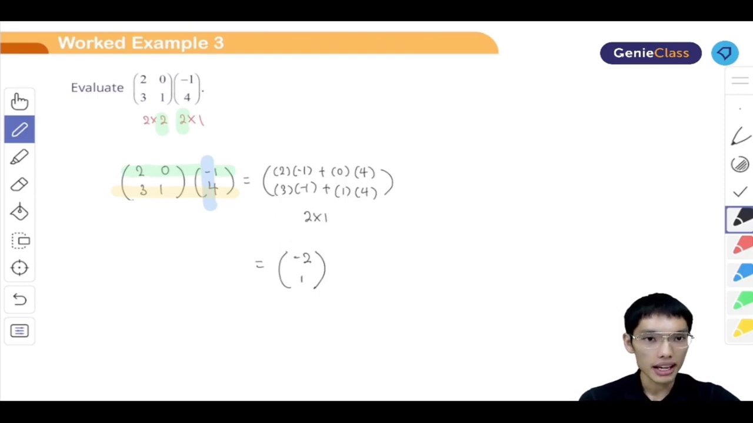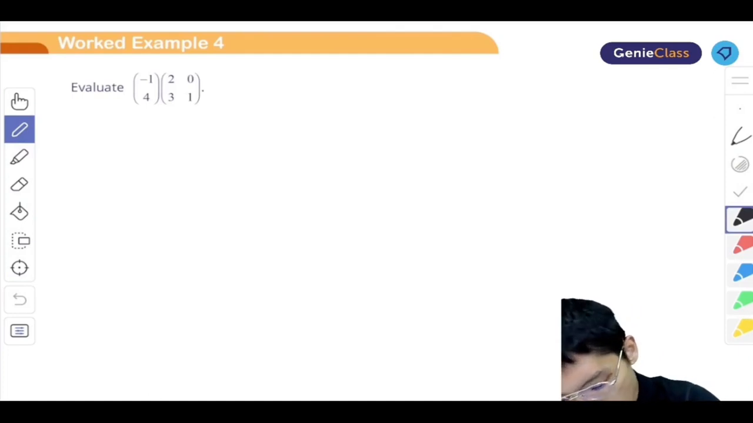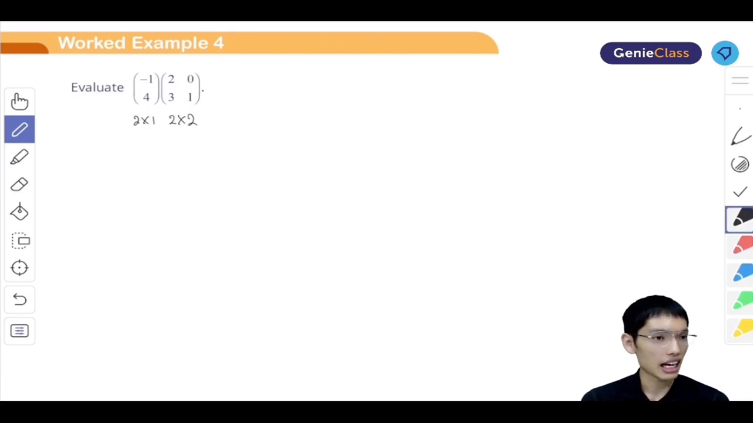Now, in this case, what happens if I actually switch them? So if I were to actually do this, I have a 2 by 1 matrix and 2 by 2. What is the order of the resulting matrix? Some of you are falling into the trap. Are you sure it's 2 by 2? Let's take note. Do I have an order even?